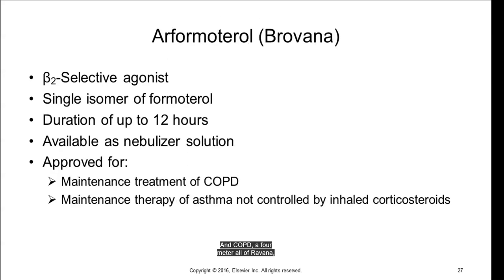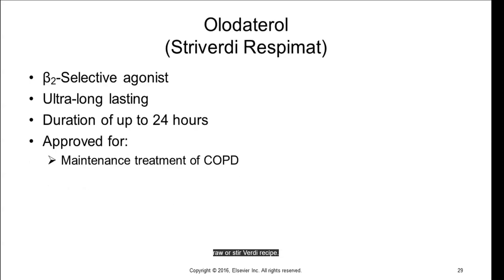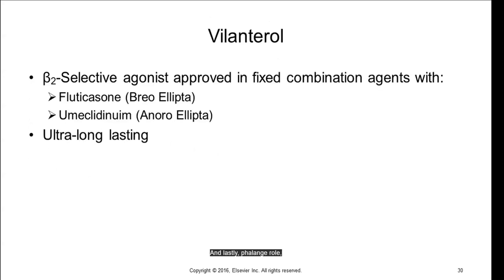Arformoterol or Brovana, which is used as a maintenance treatment for COPD, and asthma not controlled with inhaled corticosteroids. Indacaterol or Arcapta, which is also used for maintenance of COPD. Olodaterol or Striverdi Respimat, again used for COPD maintenance. And lastly, vilanterol, which is ultra long-lasting and is combined with corticosteroids such as fluticasone and marketed as Breo Ellipta, or with umeclidinium, a long-acting anticholinergic, which you will see as Anoro Ellipta.